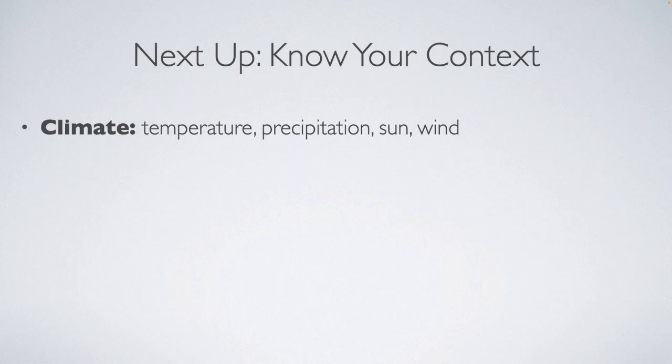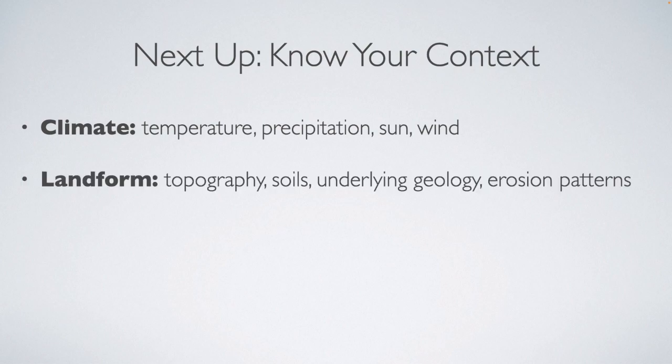For sun, you've got to know your sun angles, your solar insolation, that's the total amount of solar energy impacting your landscape, and the total sunny days per year. For wind, you've got to know your seasonal, storm, and daily wind patterns. You also have to know landform factors such as topography, soils, the underlying geology of your landscape, and existing erosion patterns.